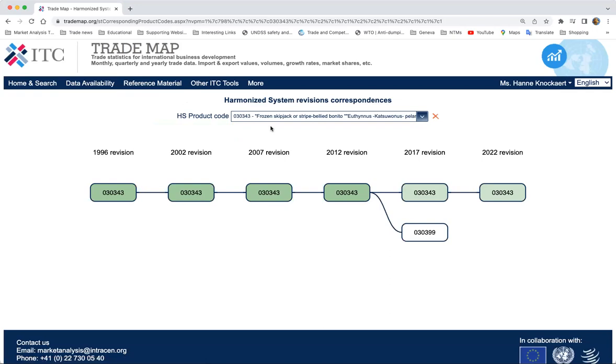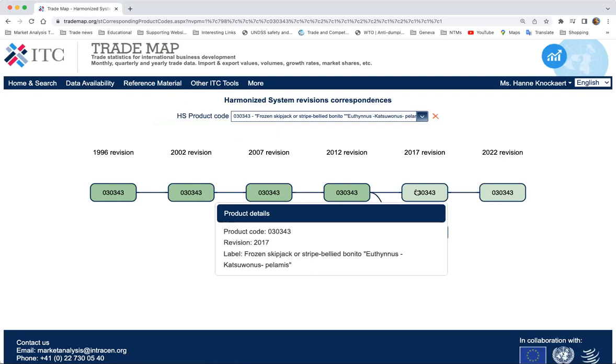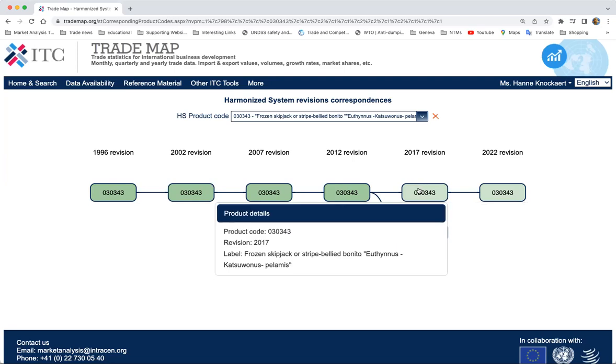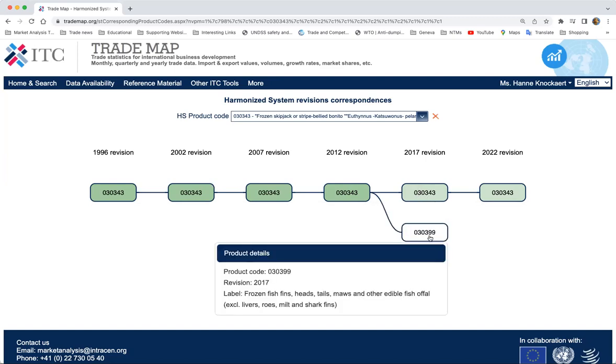And we can see that for the frozen skipjack fish, which is for both countries quite an important fish, this code has changed in 2017. Before 2017, this one was called frozen skipjack or striped-bellied bonito. As of 2017, it's the same name, but it's split into two. The second code excludes some intestines of this fish.